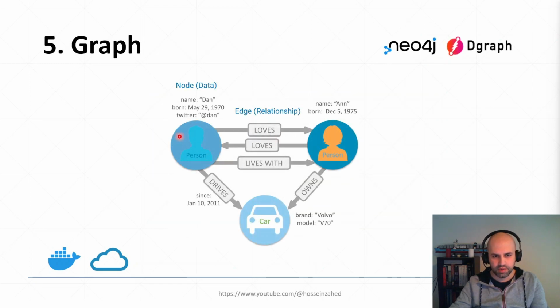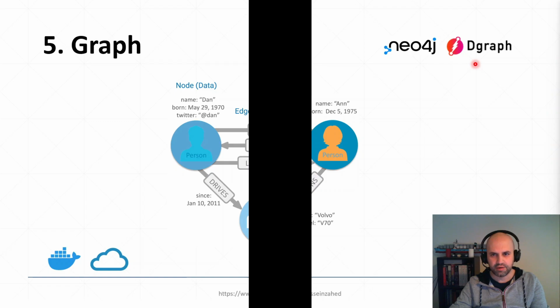In this example, this man has a relationship with this woman, and the relationship is living with. And this man has a relationship with this car. So he drives the car, and this relationship also holds some data: since 2011. The most popular options in this space are Neo4j and Dgraph.